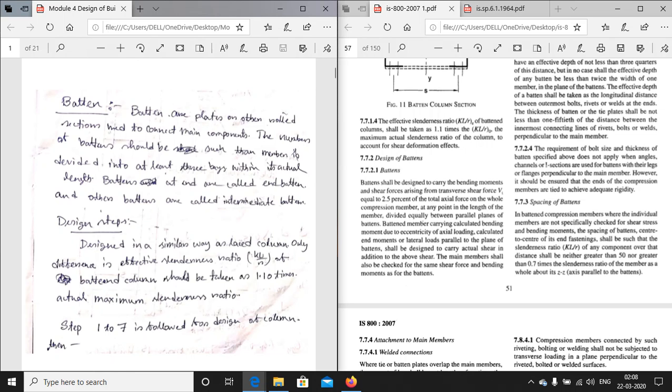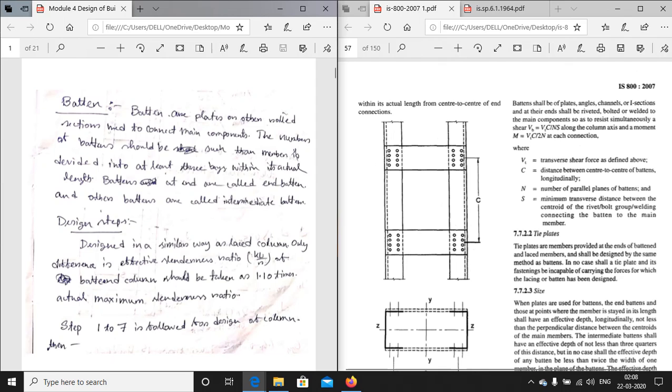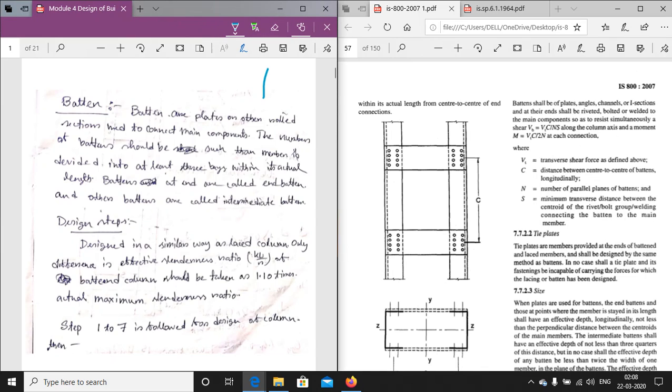That means the number of battens, consider these are the battens, should be such that it divides the whole member. If this is the whole member, the number of battens should be such that it divides the member into at least three parts, at least three bays.